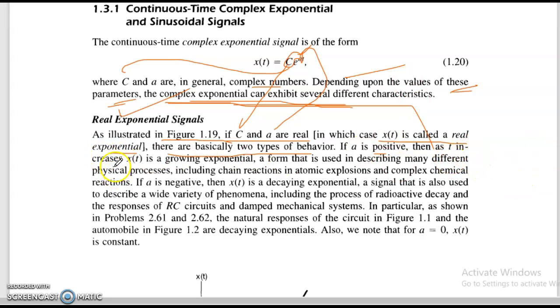x of t is a growing exponential, a form that is used in describing many different physical processes, including chain reactions in atomic explosions and complex chemical reactions. If a is negative, then x of t is a decaying exponential.